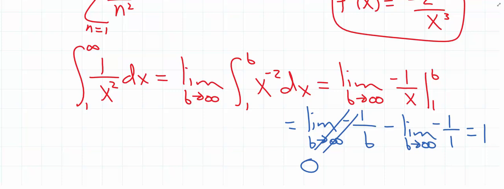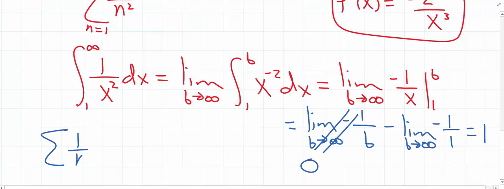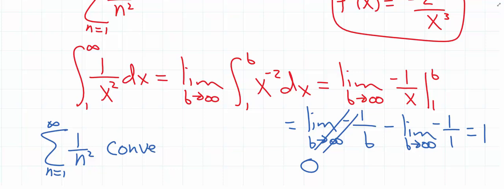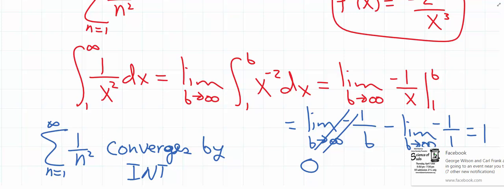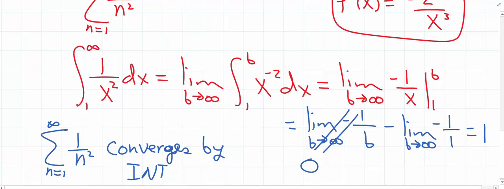Okay. Now, what we say then is, since that integral converges, then this converges by the integral test. I'll just put INT. Okay? It converges by integral test. And then we're done. We don't need to do anything more with it. Okay? Any questions about that? Now, so this series converges.